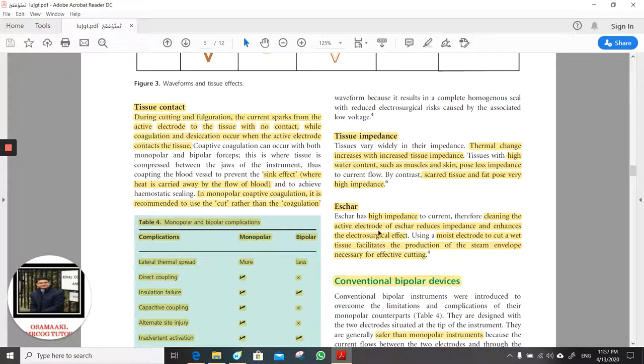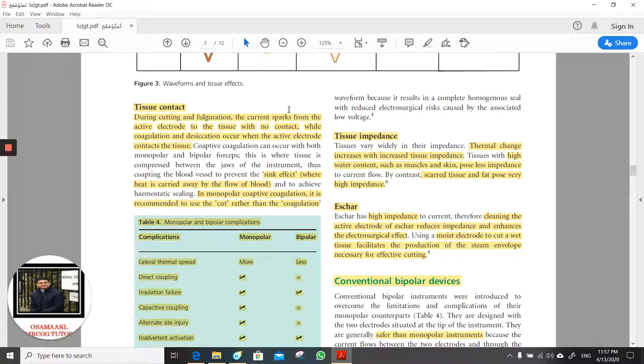Okay, another factor, ESR. When you are using the diathermy instrument, you find there is blackish tissue upon the tip of the instrument. Always clean it. Always remove it, because this ESR tissue has high impedance, so it will prevent the tissue from taking electricity. So always clean it, and clean it using a wet towel. Why? When you use a wet towel, it contains some fluid, some saline. This will increase the effect of electricity upon the tissue.